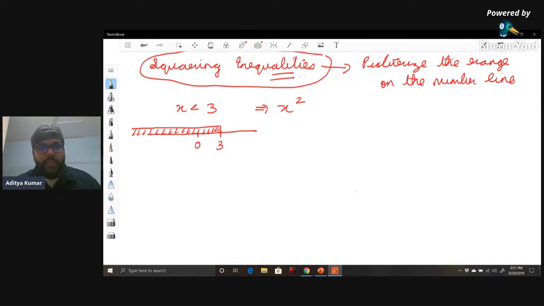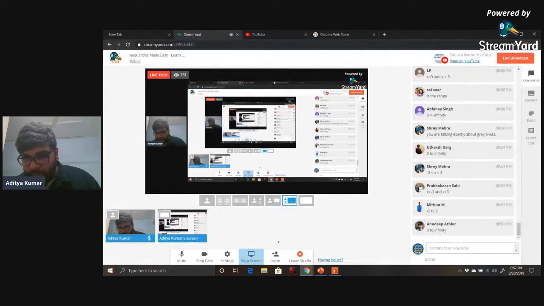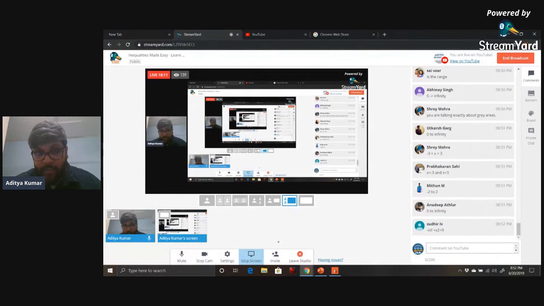And what I've asked you to do here is to square all values from 3 onwards, non-inclusive of 3 obviously, up till minus infinity. So you're squaring all values from 3 to minus infinity. Think about it. If you're squaring all the values on the number line from 3 onwards to minus infinity, what will be the range, or what will be the greatest value that you can get for x square? Think about it, guys. You're taking all values from 3 onwards to minus infinity and you're squaring all of them up. What would be the greatest possible value of x square?